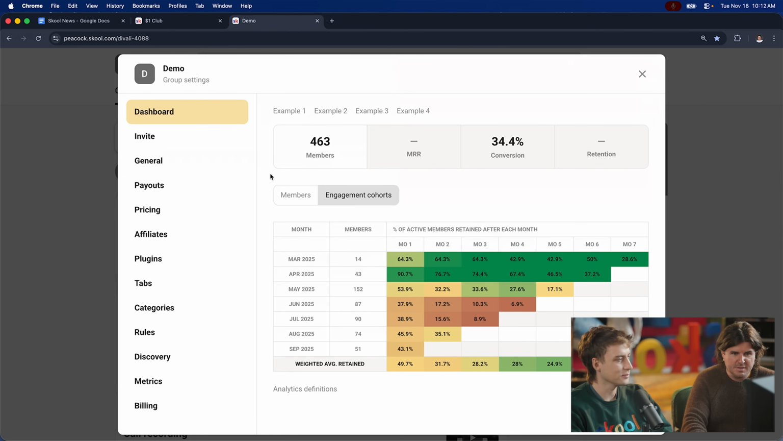So these cohorts are too small. So I should probably, that's a good point actually. So this is what cohorts look like for engagement. I'll tell you what that means.